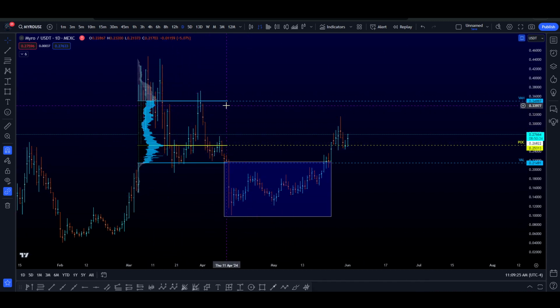Now, what I want you to focus on with MYRO is that the best thing to do is pull the fixed range volume profile tool to see where the highest volume has been transacted, to see where the value area low sits and the value area high, because those are the three most important areas when it comes to the fixed range volume profile tool.